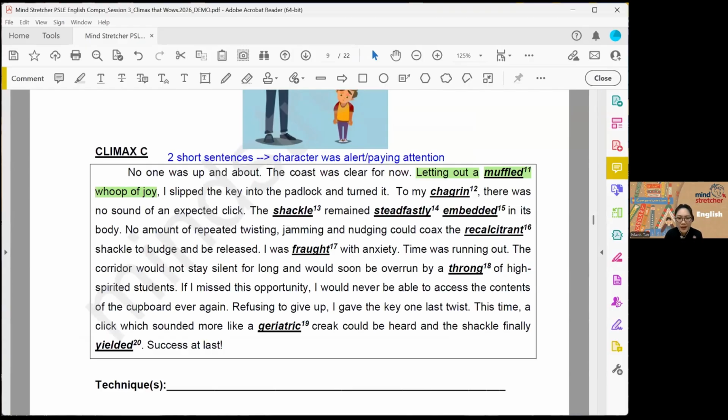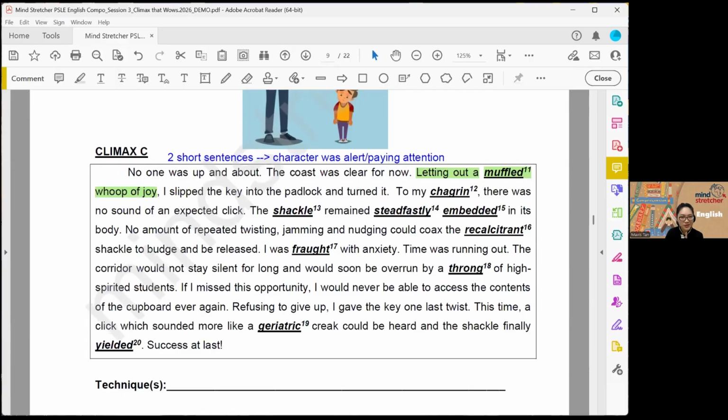I slipped the key into the padlock and turned it. To my chagrin, there was no sound of an expected click. It's an expected click. That means when I put the key into the lock and I unlock it, I expect there to be a click. That means it's open, unlocked. The shackle remained steadfastly embedded in its body.